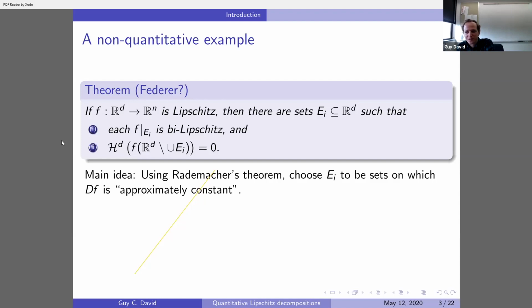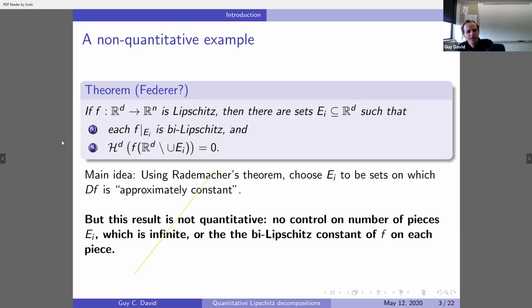So for Federer, this fact is a lemma that he uses to prove things like the co-area and area formula for Lipschitz maps. And so let me reiterate the main point of this is that this is a decomposition theorem which is not quantitative. You don't know how many pieces there are, probably infinitely many. And you don't know the bi-Lipschitz constant on each piece. And even if you do, it probably depends on the particular mapping and decays to 0.